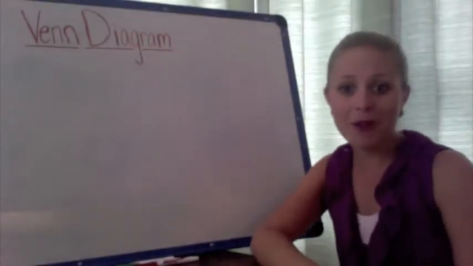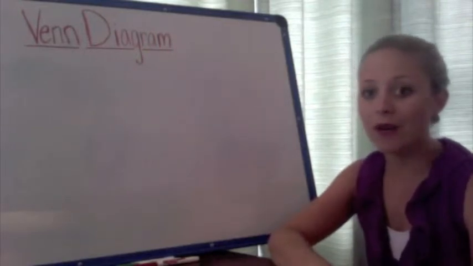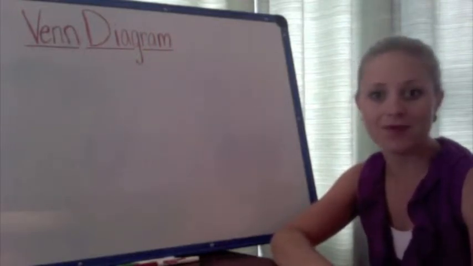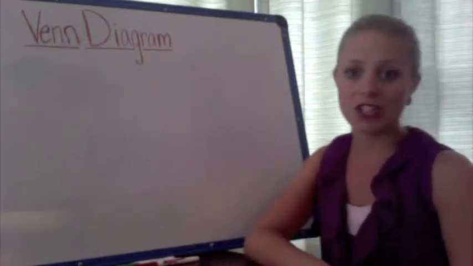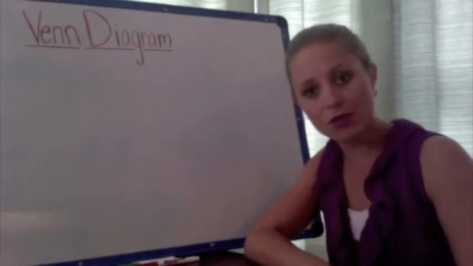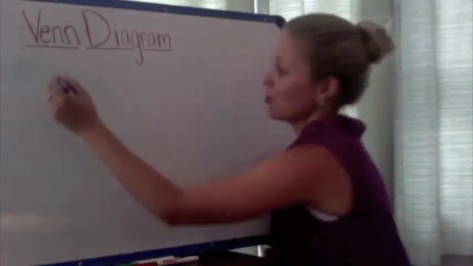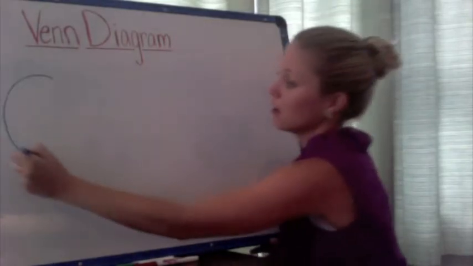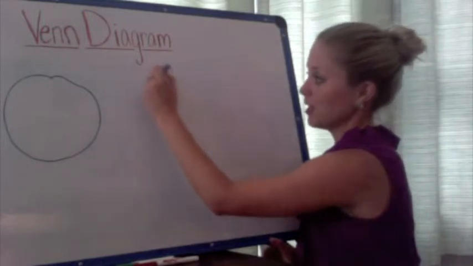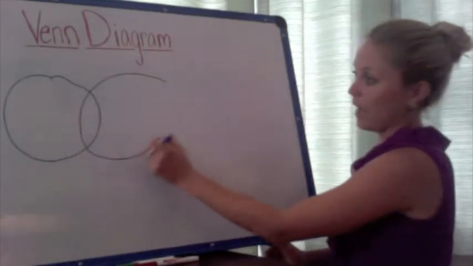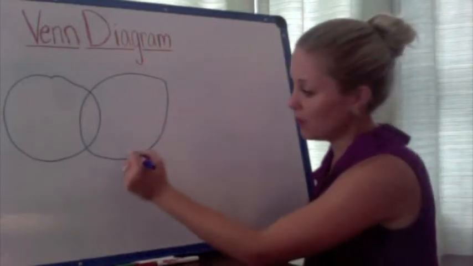Now that we know how to compare two things using a Venn diagram, what if we wanted to compare three things? That's right. You do the same thing. It's just three circles instead of two. So this is what it would look like. You draw your first circle over here. One. Then you draw your second circle over here, and they overlap. Two.